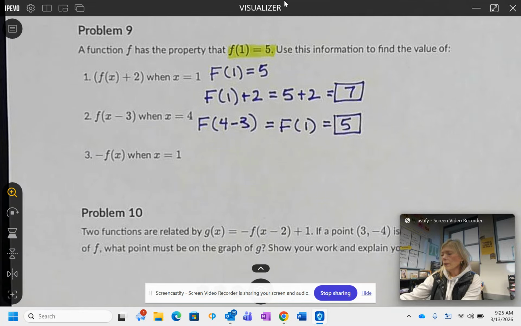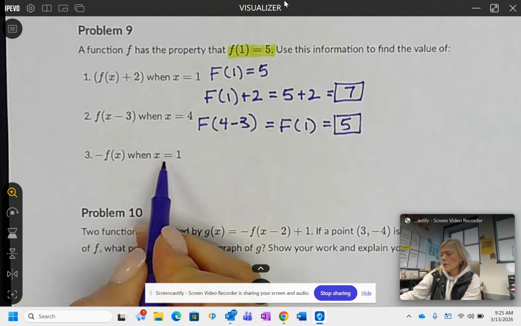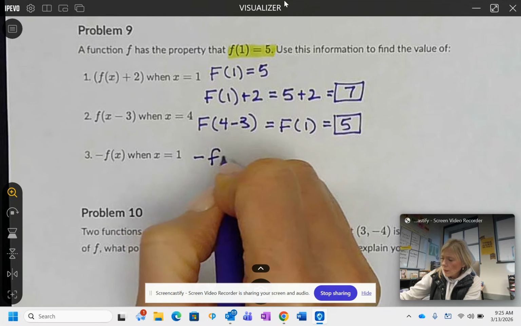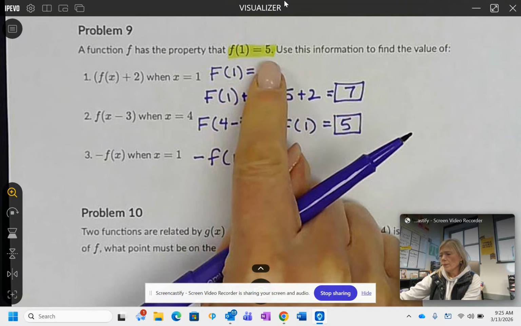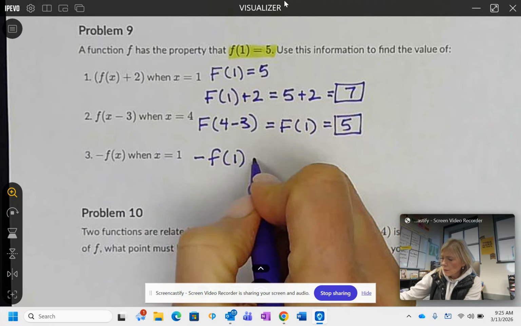And then finally, the opposite. So negative f of x when x equals 1. So it's asking us for the negative f of 1. So if f of 1 is 5, then the negative of f of 1 is negative 5.